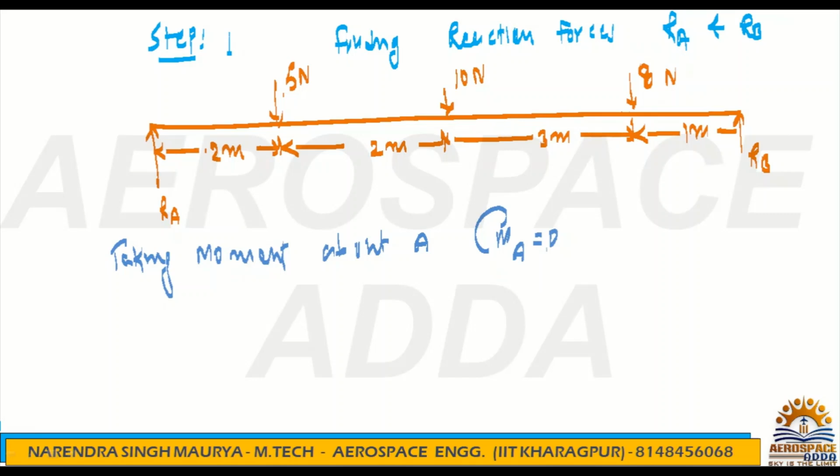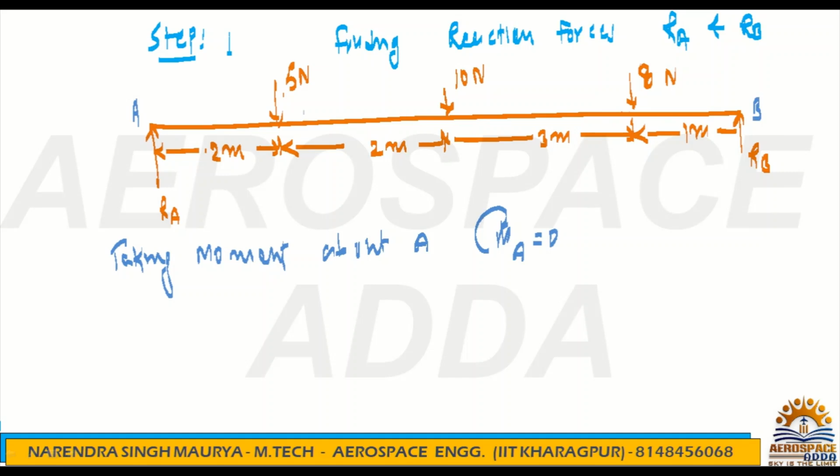If you take moment about A, the summation of all moments, clockwise and anti-clockwise, you have to take the algebraic sum and make it equal to 0. That is the moment balancing. So we are taking moment about A, so you can write summation of MA is equal to 0. Because we are taking moment at point A, Ra will not get any moment. This is point A and this is point B.